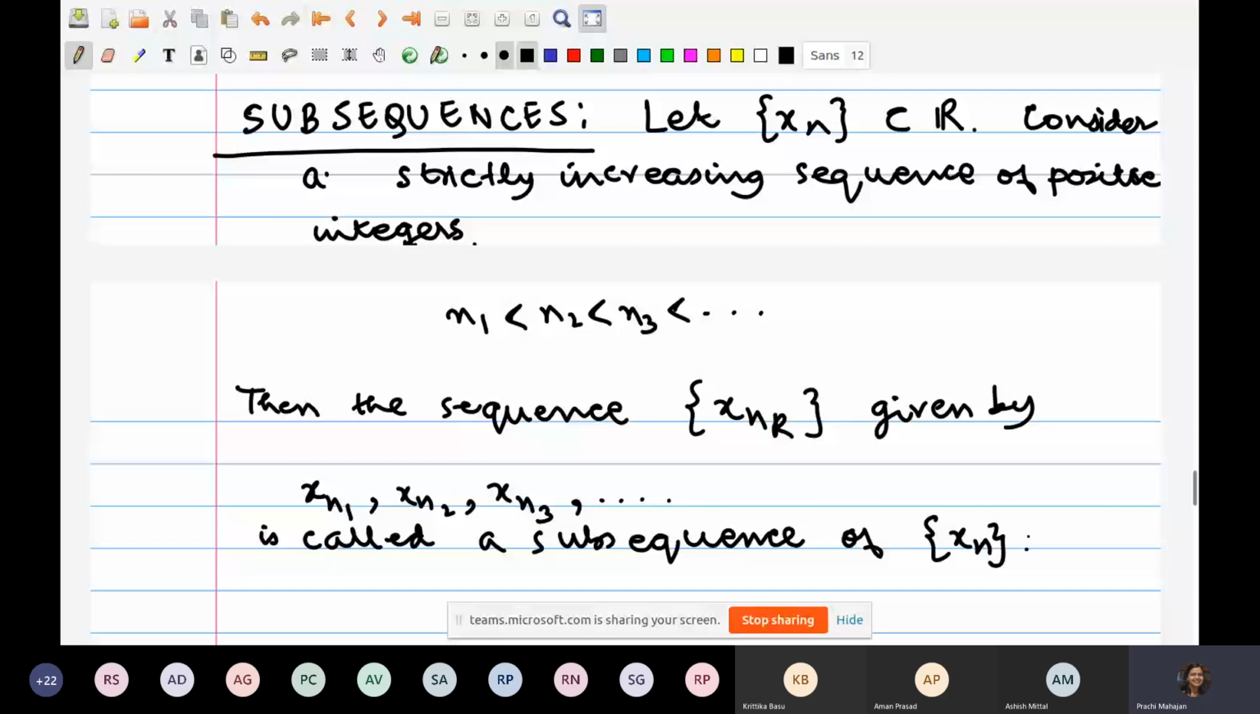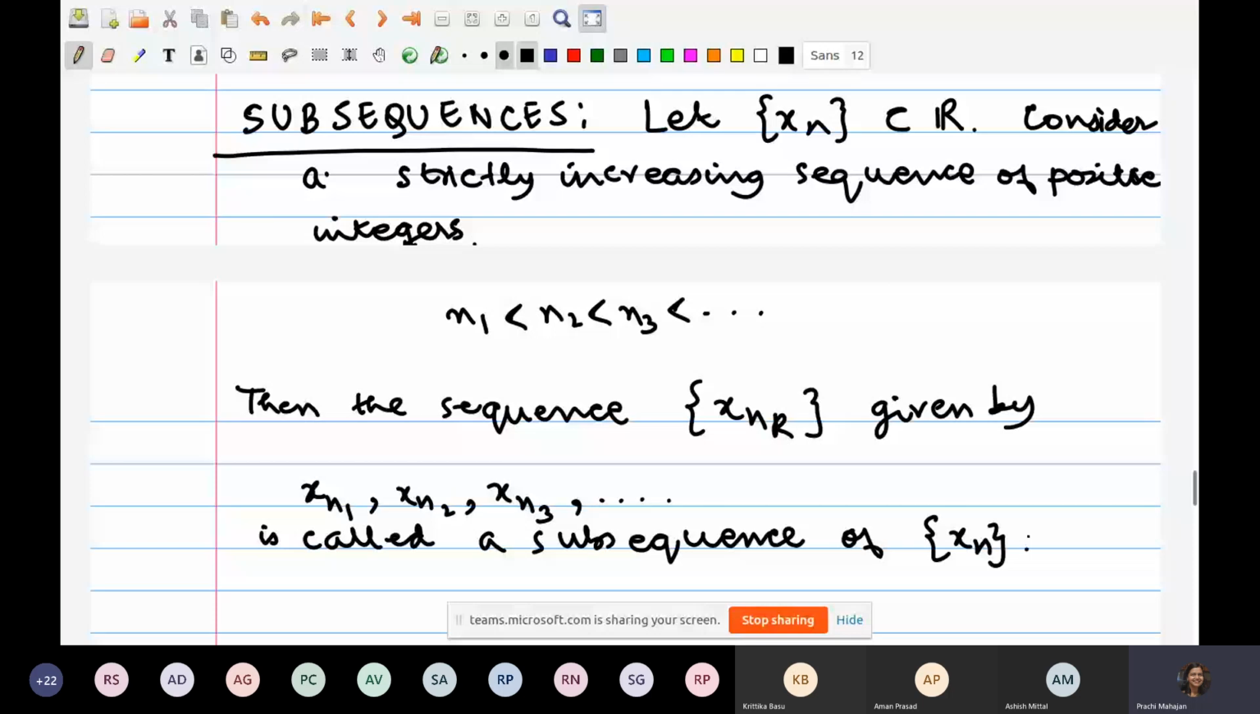So what is it that I am doing here? Given a sequence xn, a subsequence is obtained by choosing terms from the original sequence without altering the order of the terms. Yeah, without altering the ordering of the terms. I'll give you an example. What is this I'm trying to say?